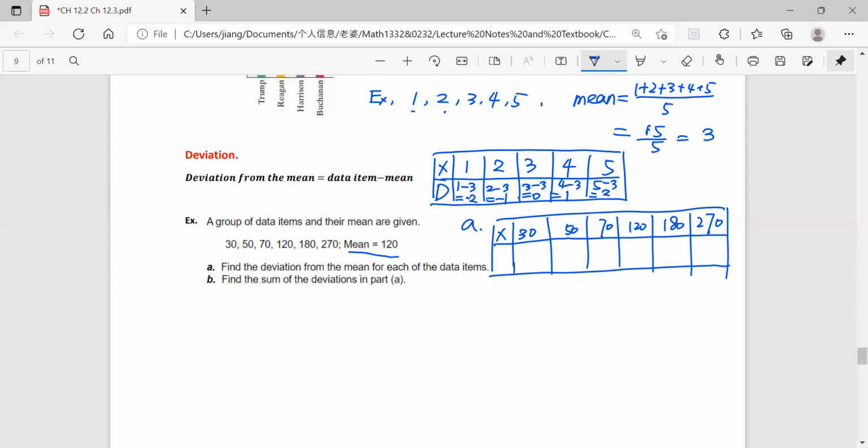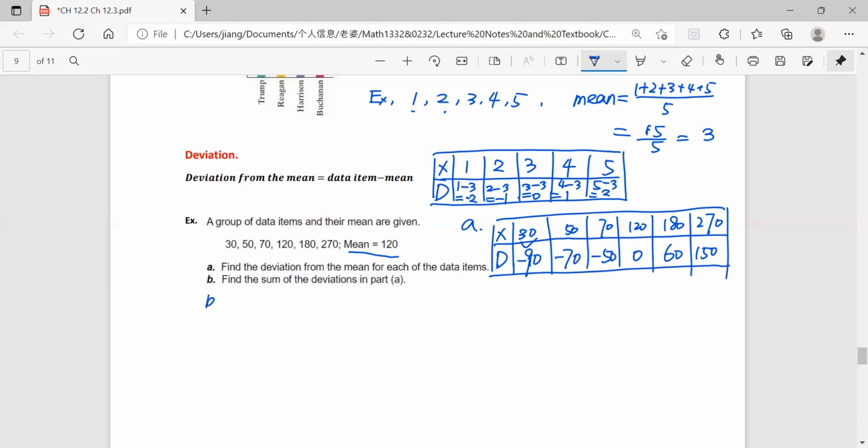The second line is the deviation. For the deviation, use the data items: 30 minus 120 is -90. 50 minus 120 is -70. 70 minus 120 is -50. 120 minus 120 is 0. 180 minus 120 is 60. 270 minus 120 is 150. So we solved part A.